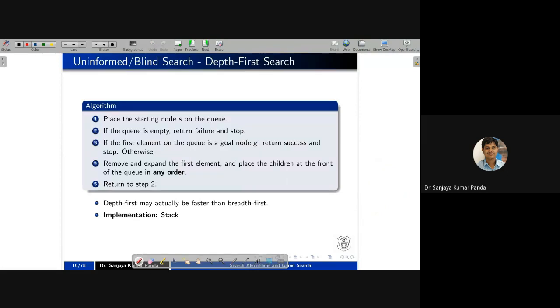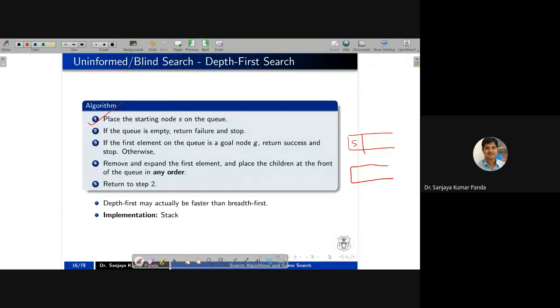Now, coming to the third search strategy, that is called depth first search. You may be aware of this search strategy if you have studied the data structure subject. Here, instead of considering the breadth, you are considering the depth. First you place the start node S into a queue. If at any point of time you find that the stack or the queue is empty and you have not found your goal node, that indicates a failure. You have to stop here.